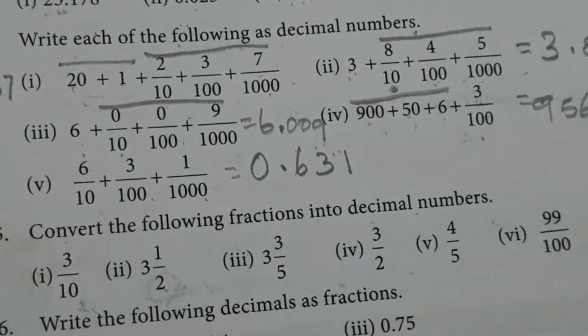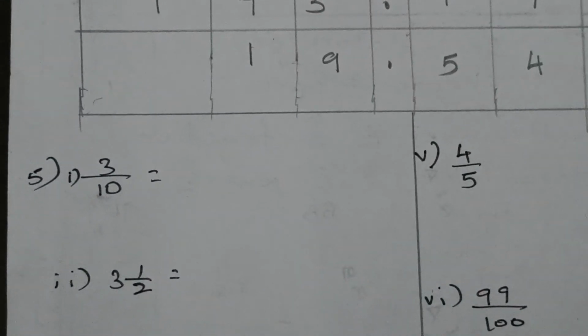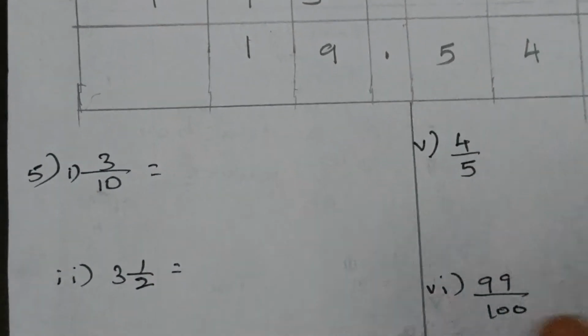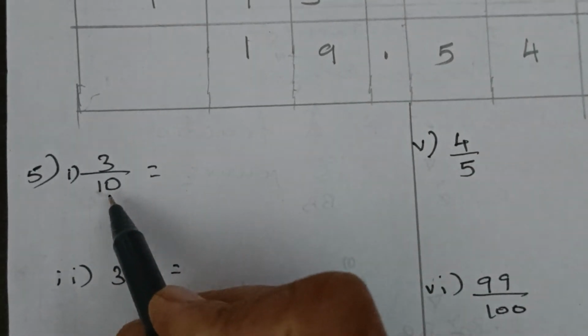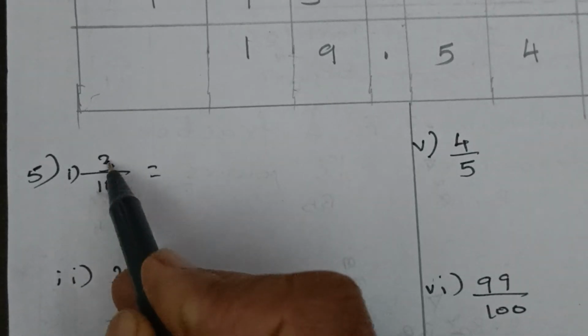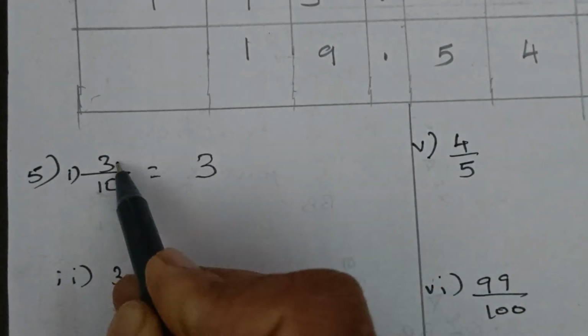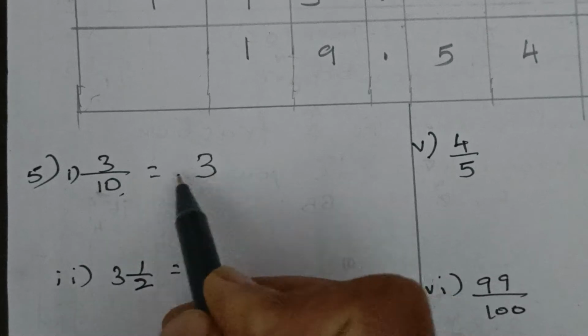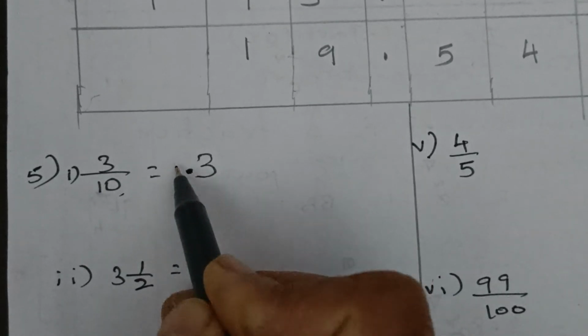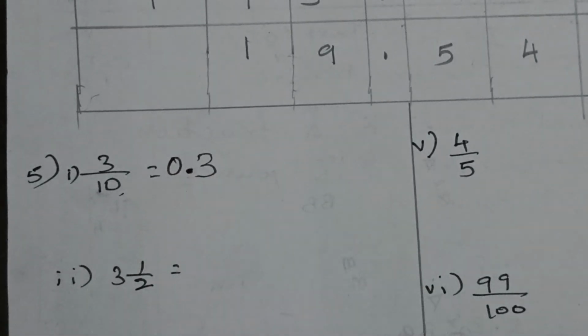We'll take up the first question, 3 by 10. What is 3 by 10? It is so simple to convert. If the denominator is 10, 100, 1000, it is very easy. Write the numerator as it is. There is only one 0. Count one number and keep a point. And there is no whole number, so we put 0. 0.3.